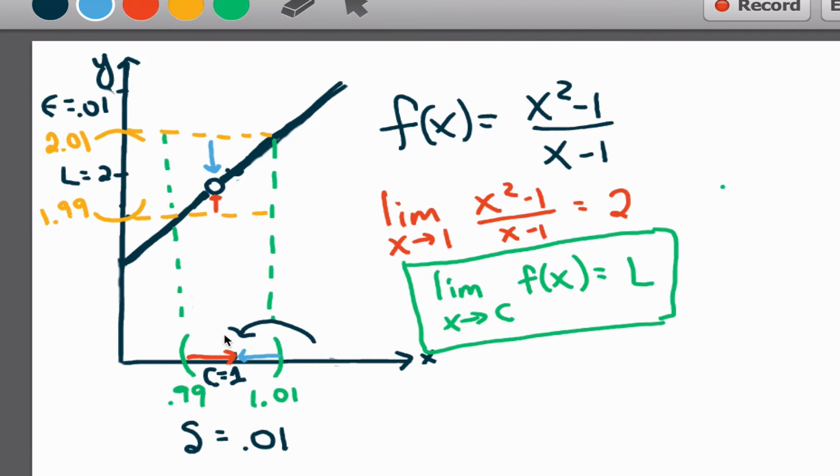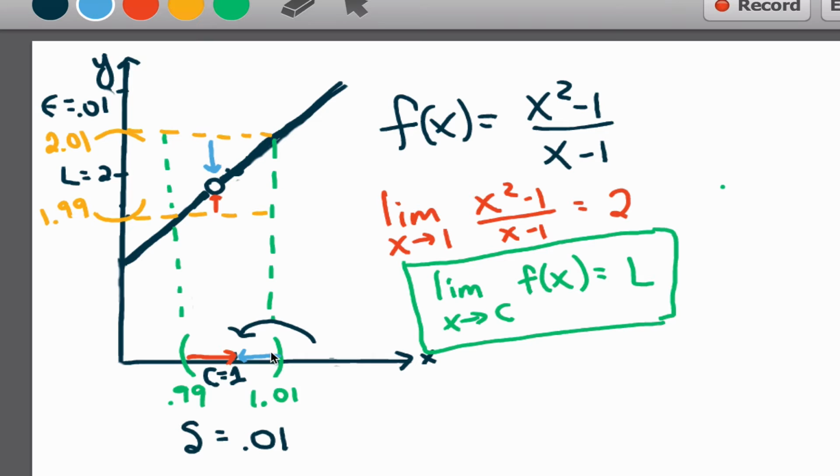We were never concerned with the value of the function at c equals 1, only near it. We got as close as we wanted to c equals 1, but we never evaluated the function at c equals 1. That's the whole key to limits.